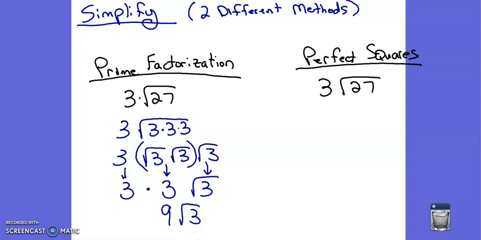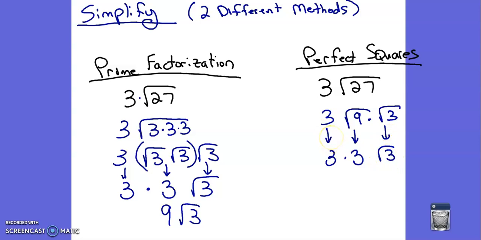And again, if you're doing the perfect squares, you're thinking of 2 numbers that multiply together to give you 27, and that's 9 times 3. The square root of 9 is a perfect square root, so that would be 3. And then again, I'm just going to multiply the outside numbers, 9 square root of 3. Again, I'm working both methods just so you're totally familiar with both types of methods.